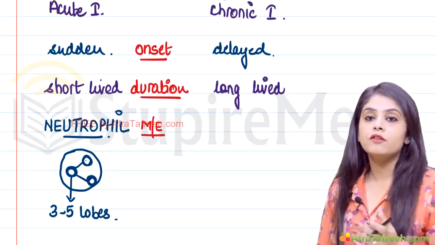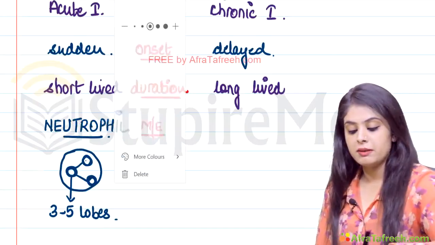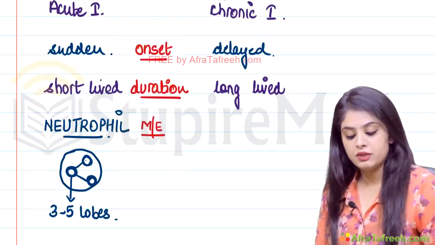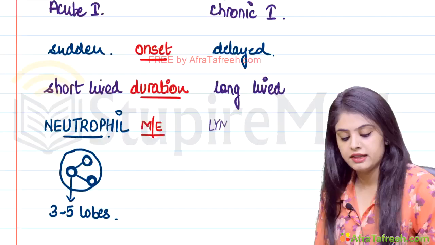Similarly, what are the cells of chronic inflammation? So remember, for chronic inflammation, we have one very important cell, that is the lymphocyte.